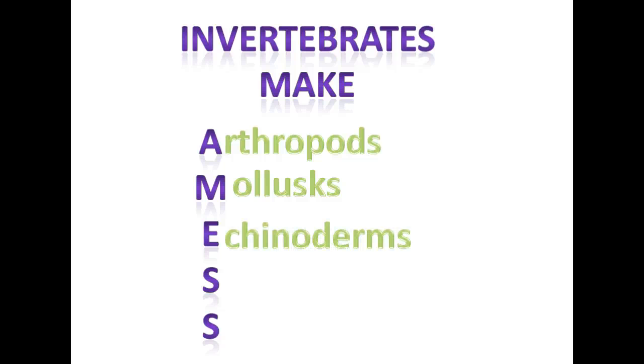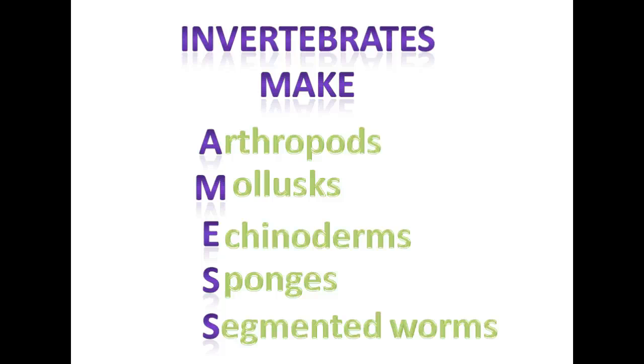Mollusk, echinoderms, sponges, and segmented worms. Anybody who's ever gone fishing knows what a segmented worm is. You got to put that little wormy on the hook. So one more time, let's just go back over them one more time. Invertebrates make a mess. Arthropods, mollusks, echinoderms, sponges, segmented worms.